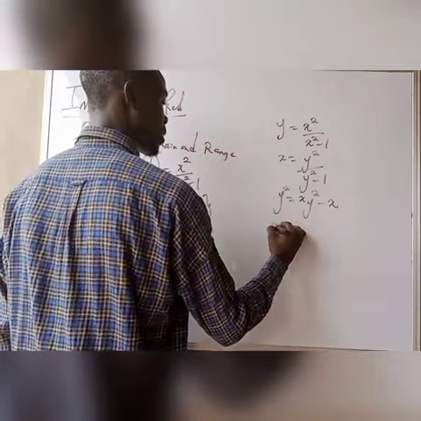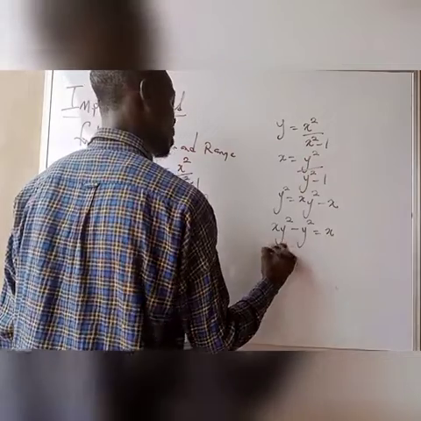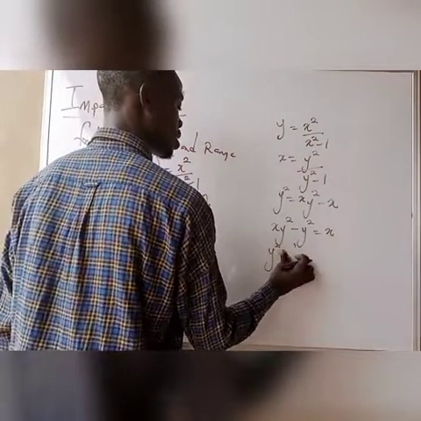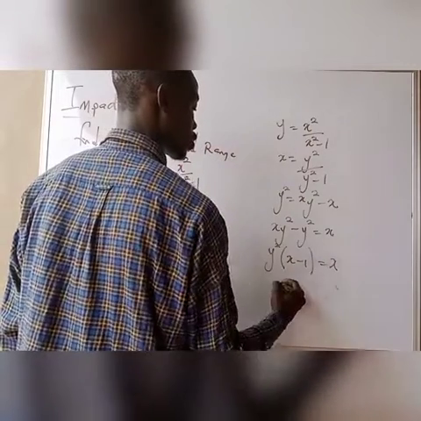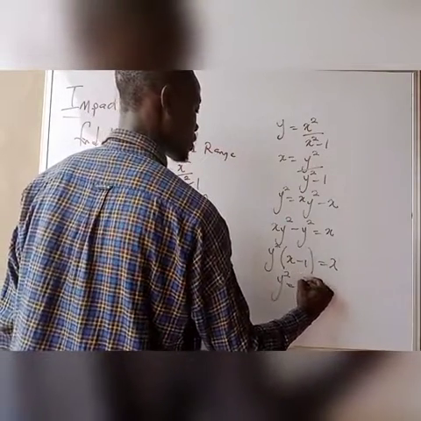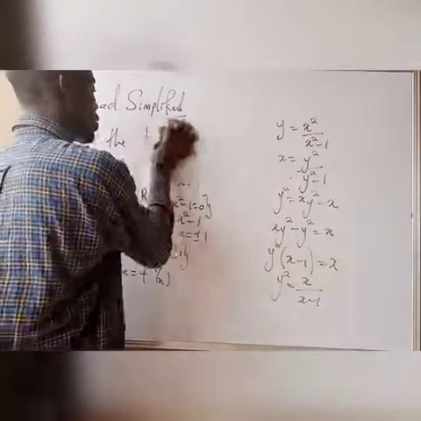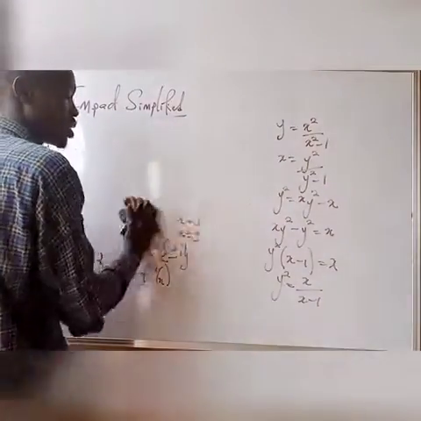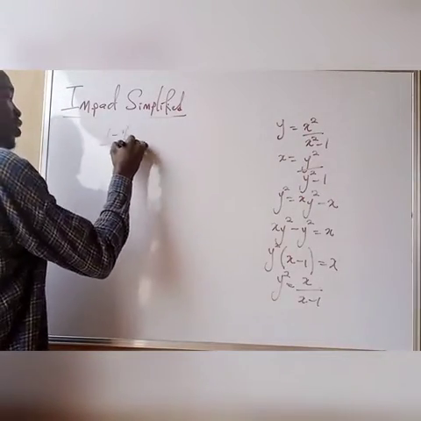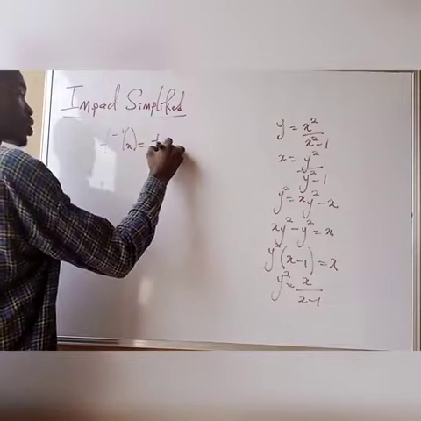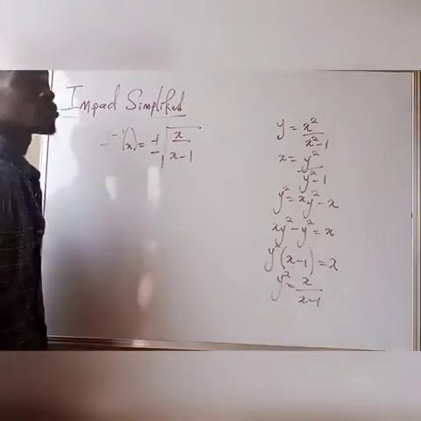Collect like terms, that will give us x y squared minus y squared is equal to x. That will give us y squared into x minus 1 is equal to x. That will give us y squared is equal to x over x minus 1. And from that, we can now conclude that our y will now be the inverse of the function, and that is plus or minus the square root of x over x minus 1.